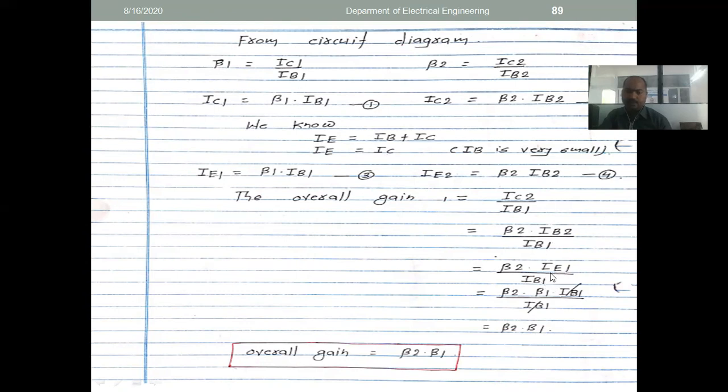In that equation, IE1 is nothing but beta 1 into IB1. So for that IE1 we write beta 1 into IB1. So beta 2 into beta 1 into IB1 divided by IB1. The same IB1 gets cancelled. So the overall gain is nothing but beta 2 into beta 1.